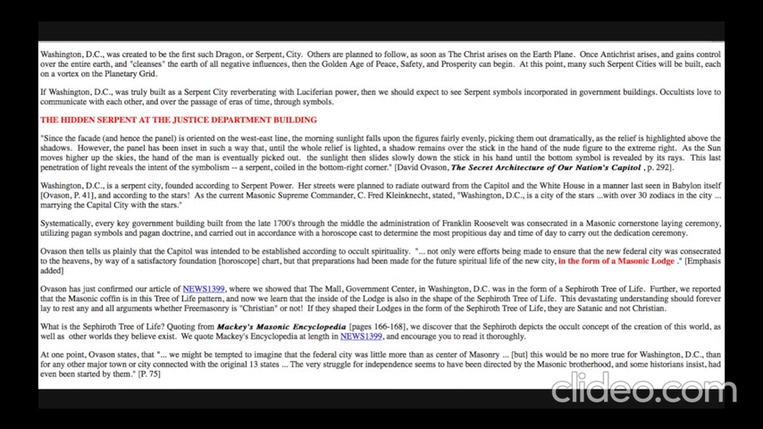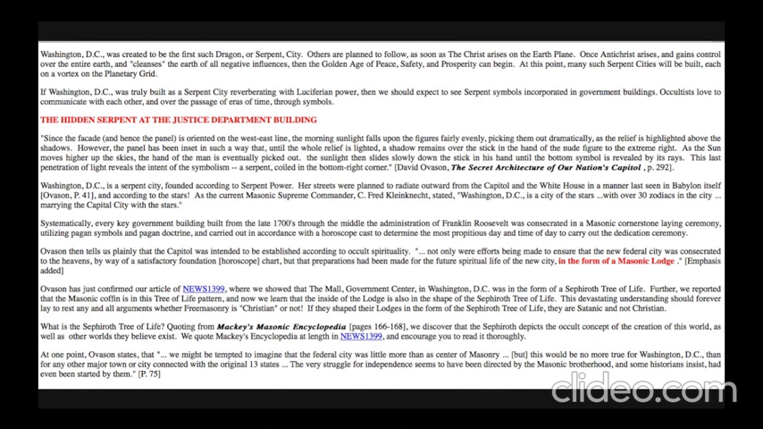Once Antichrist arises and gains control over the entire earth and cleanses the earth of all negative influences, then the golden age of peace, safety, and prosperity can begin. At this point, many such serpent cities will be built, each on a vortex on the planetary grid. If Washington, D.C. was truly built as a serpent city reverberating with Luciferian power, then we should expect to see serpent symbols incorporated in government buildings.